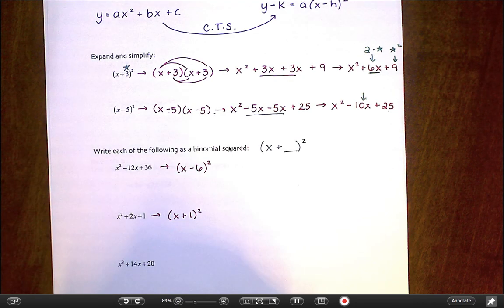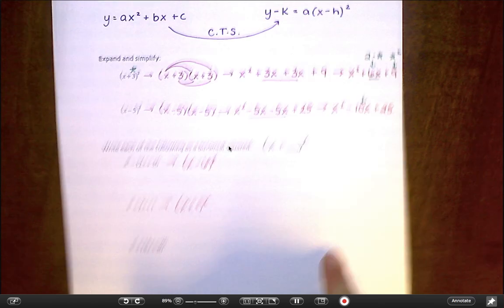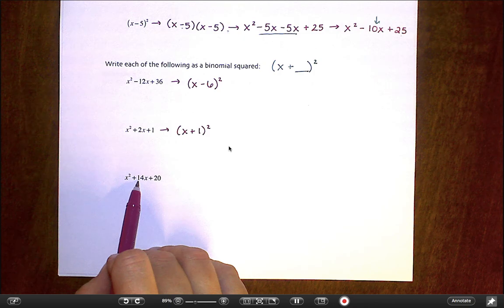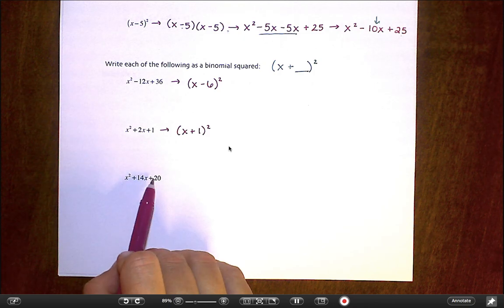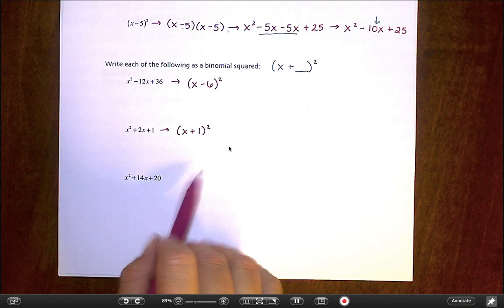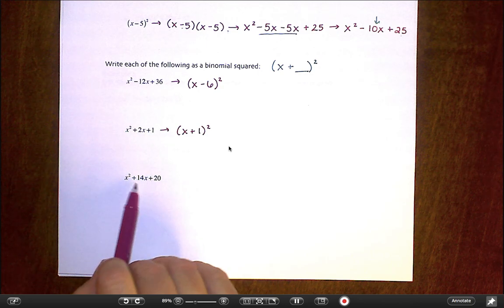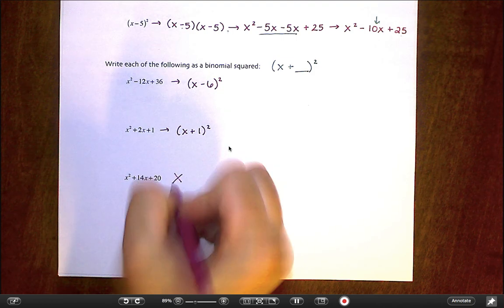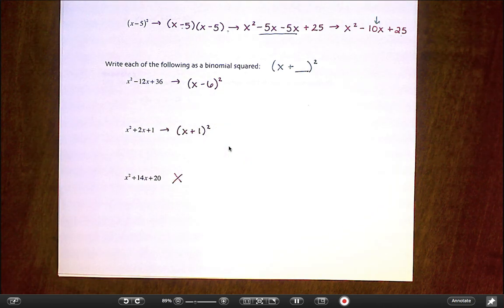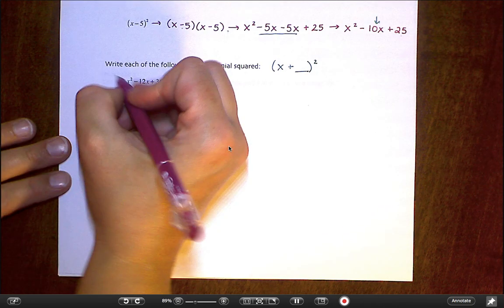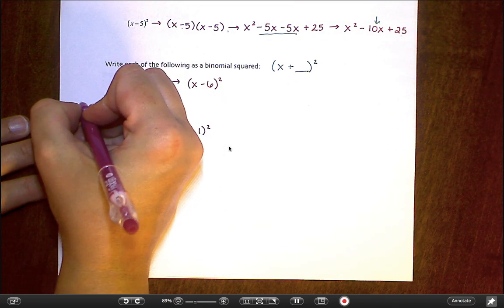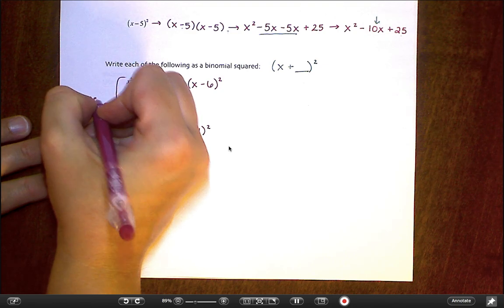Okay, so now let's look at this next one though, because when I look at that middle term, I think my number should be a 7, right? But 7 squared does not give me 20. So this thing, as it's written right now, I can't put back into this form. Okay, this is going to give me some issues here. I can't write this as a binomial squared. That's because these 2 are what we call perfect square trinomials.